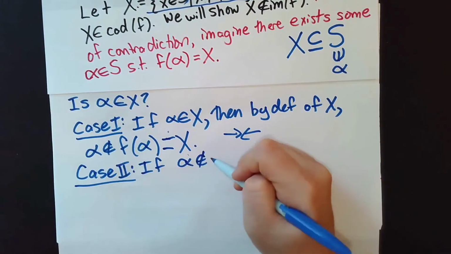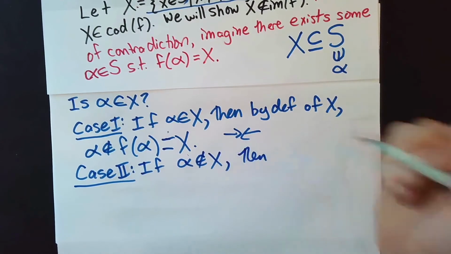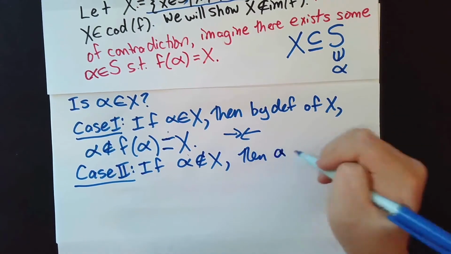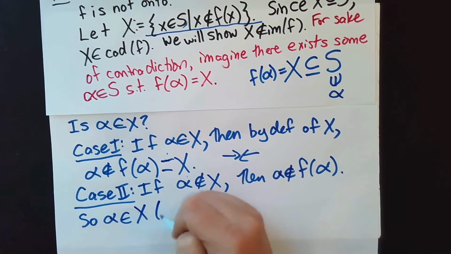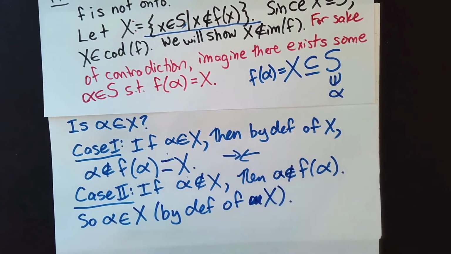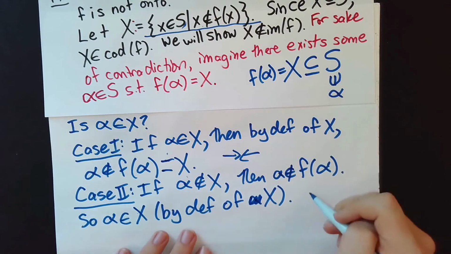And so if alpha's not in X, then, well, alpha is not in f of alpha, because remember, X is just f of alpha. If alpha is not in X, then that means alpha is not in f of alpha, and that's just because, remember, X is, by assumption, f of alpha. But now, alpha meets the definition of something that's in X. So if alpha isn't in X, then it is. And that's also a contradiction.